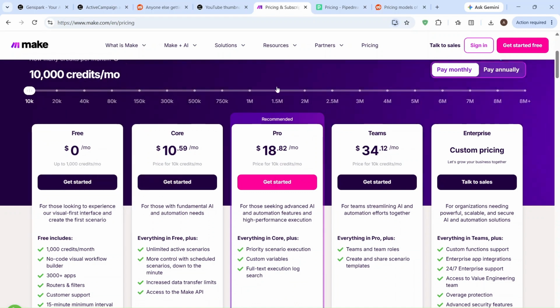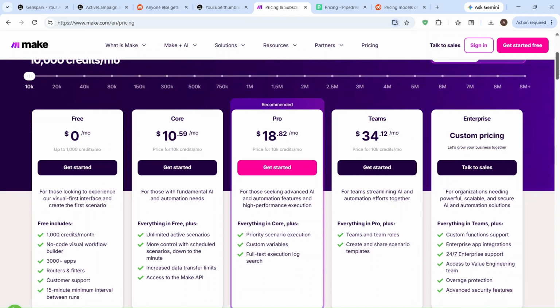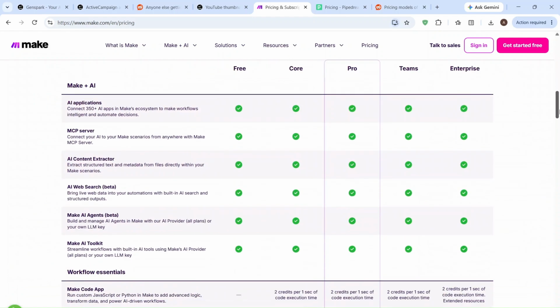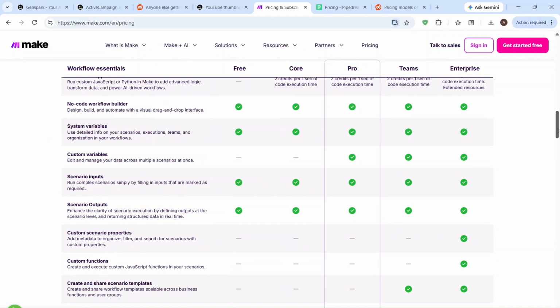Look at this slider. This is the real story. Your price is tied to how many credits you burn, and watch how far it goes. 10,000, a million, all the way to 8 million a month. Why would anyone need 8 million? Because on Make, every single step burns a credit.